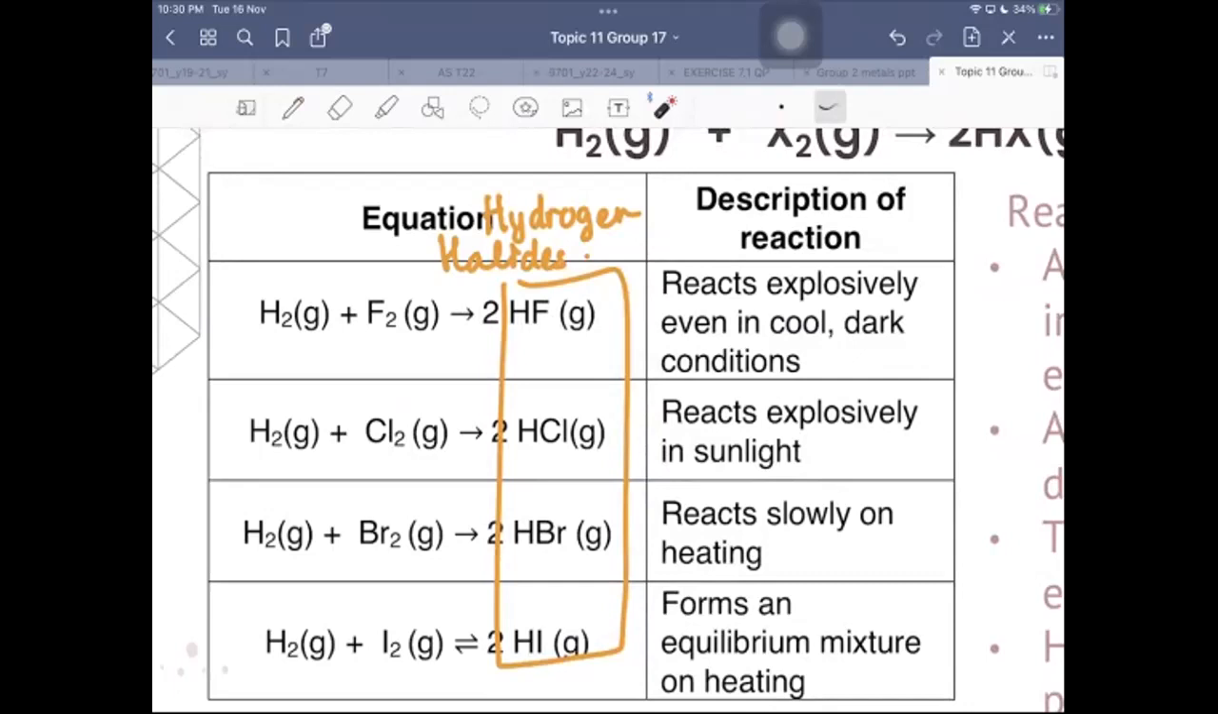And then lastly, your hydrogen and iodine, they form an equilibrium mixture on heating. That means whenever you form a hydrogen iodide, the hydrogen iodide would want to go back and dissociate itself into the elements, okay, into its original form, which is hydrogen and iodine. So that means you will not get a lot of hydrogen iodides at equilibrium, okay?